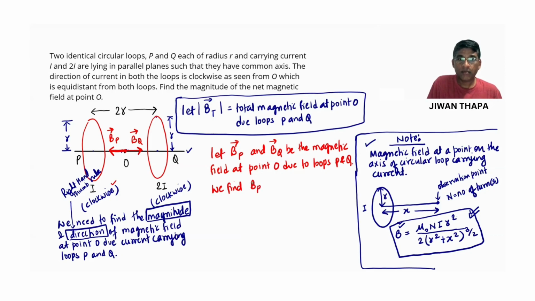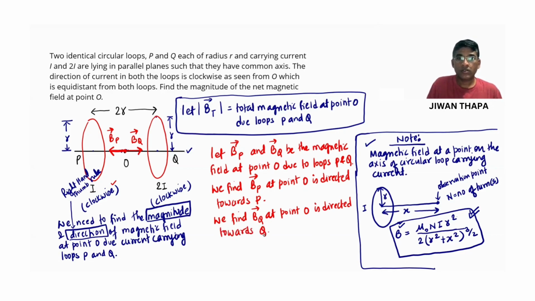we find BP at point O is directed towards P. In same way, we find BQ at point O is directed towards Q. So we can see from this figure, okay, BQ and BP, they are acting in opposite direction. So we have this.